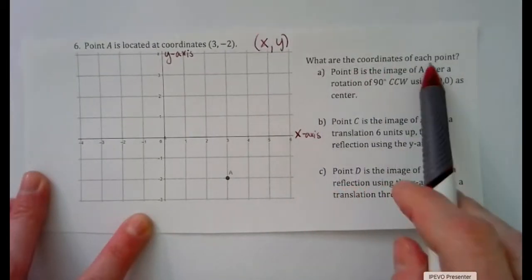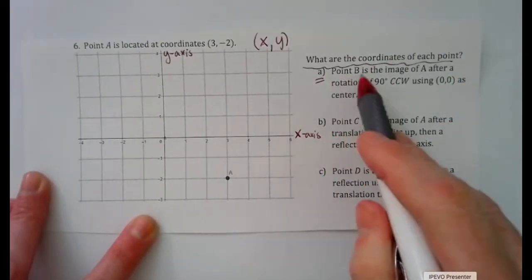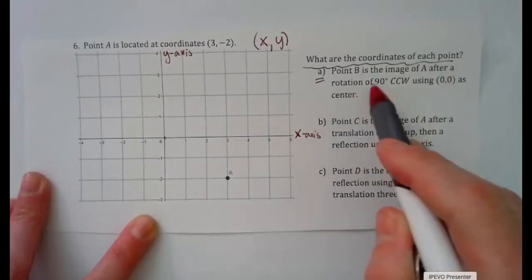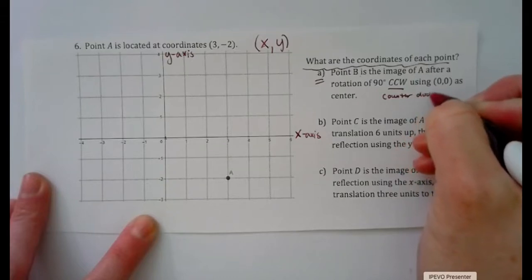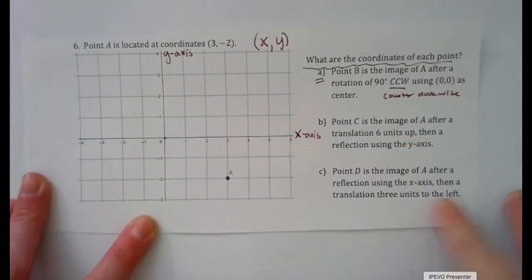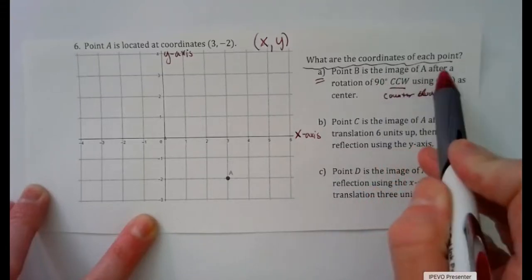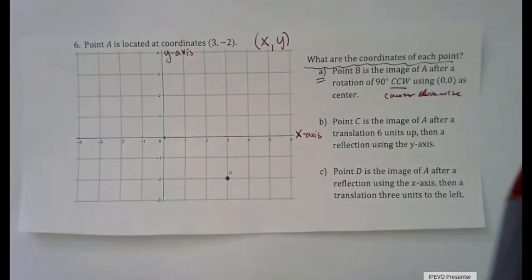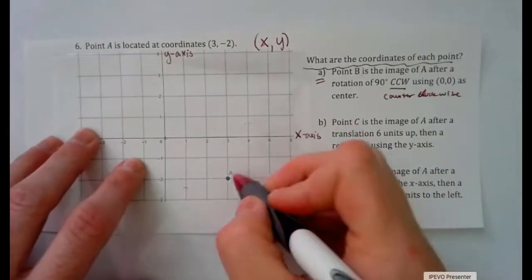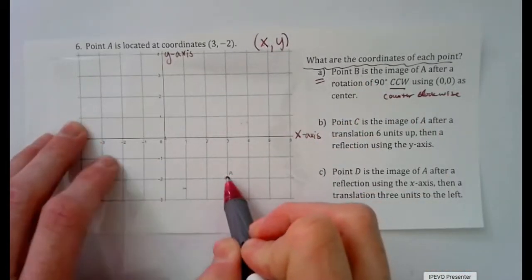So what are the coordinates of each point? So I start with A. Point B is the image of A after a rotation of 90 degrees counterclockwise, using 0, 0 as the center. So point B is the image of A after a rotation of 90 degrees counterclockwise. Okay. So, let's see, can we see this point? Okay. So I have A marked.